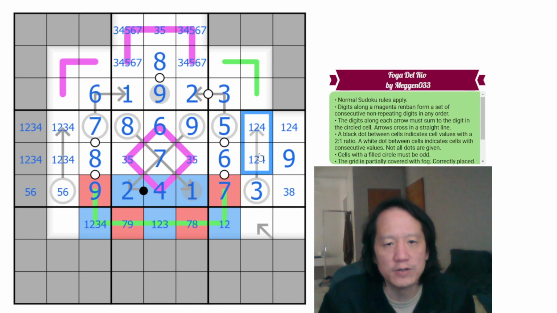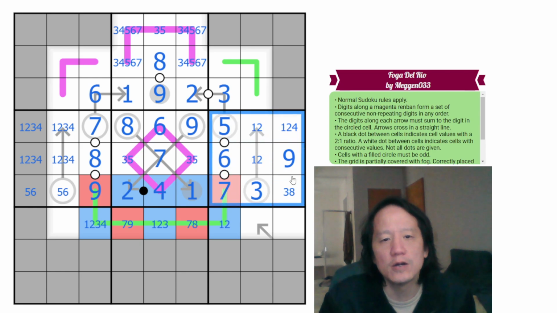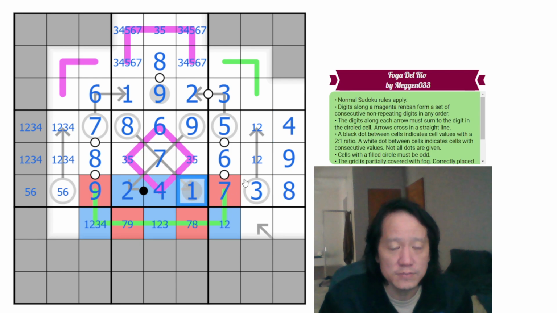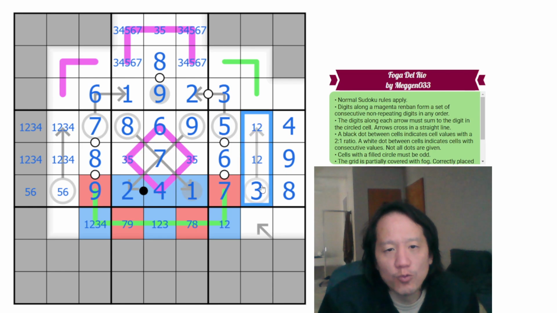This must be a 3, which means this must be 1 and 2. We have a 1, 2, 1, 2 pair in box 6, which eliminates 1 and 2 from the rest of the box. So this is 4, and this is 8. Okay. We now have 1, 2, and 3 in column 8. So the rest of the column cannot contain 1, 2, or 3.